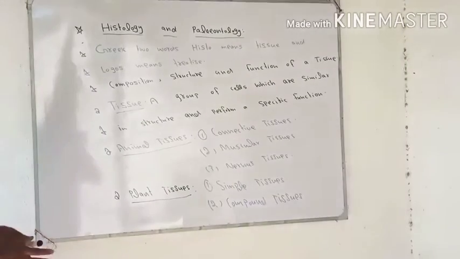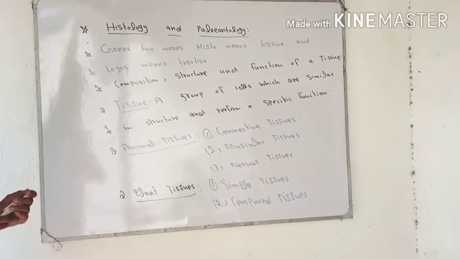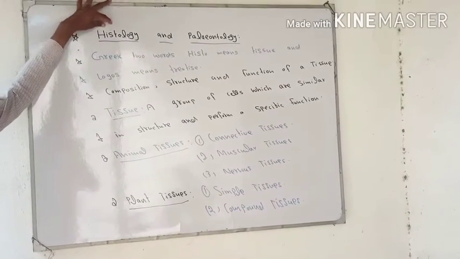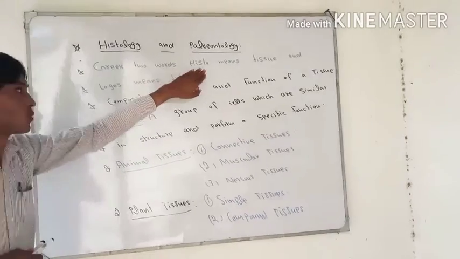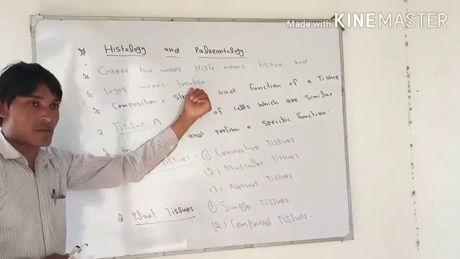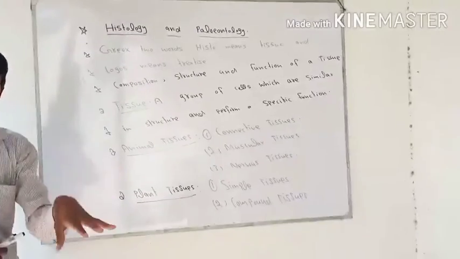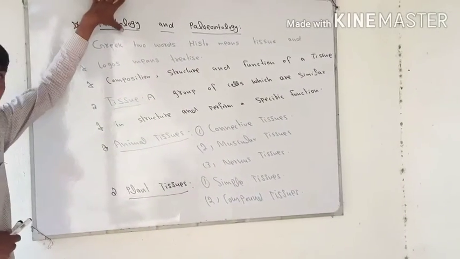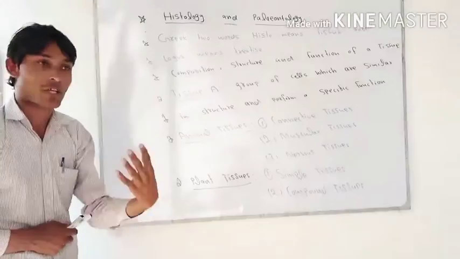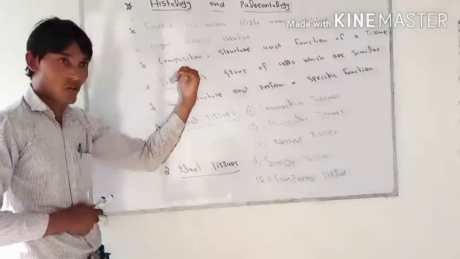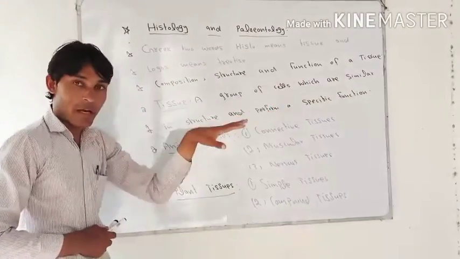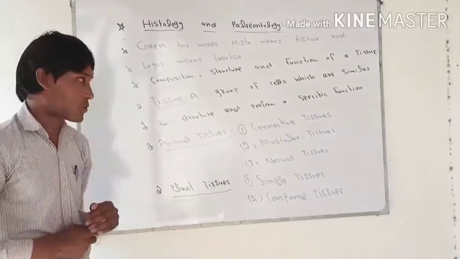So, in this video I discussed what histology is. The word histology is derived from two Greek words, histo means tissue and logos means treatise. So simply in one line we can define that the study of tissue is called histology. Now, what do we study in histology in detail? The first thing is composition of tissue, structure of tissue and function of a tissue. It may be plant tissue or it may be animal tissue.